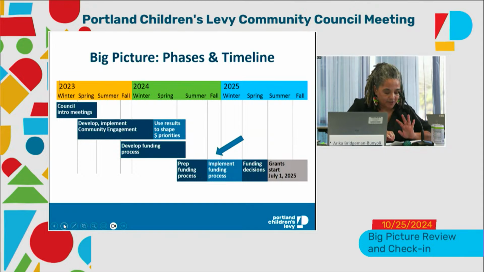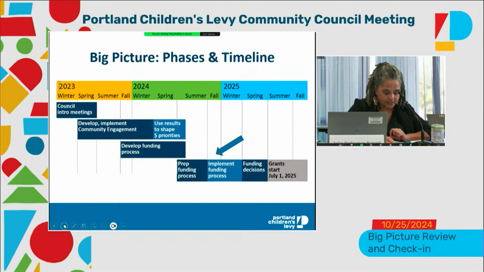Those are the highlights of our work that we've accomplished together so far. At this point, we are in one of the levy's busiest times, the large grants funding and decision-making process, which will run through May of next year. We'll spend the rest of this meeting orienting you to what you can expect during this time.